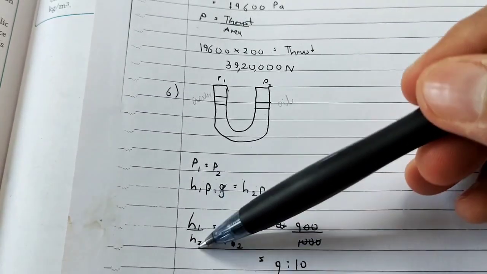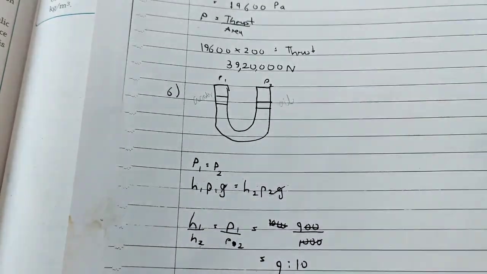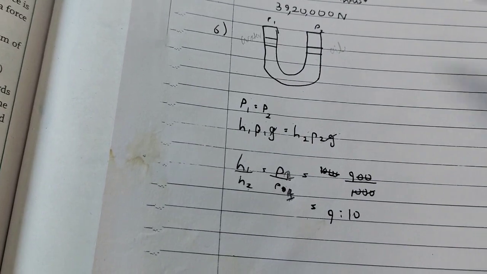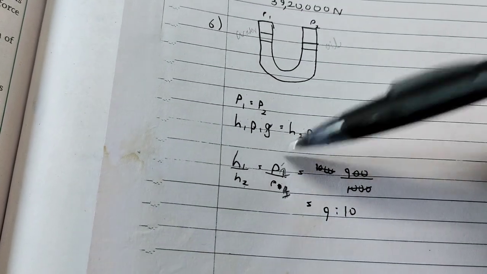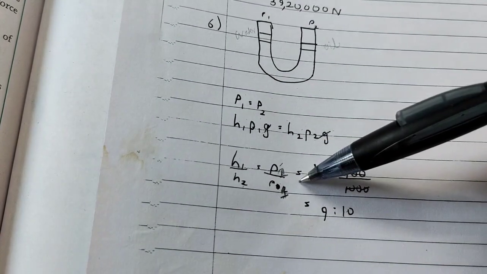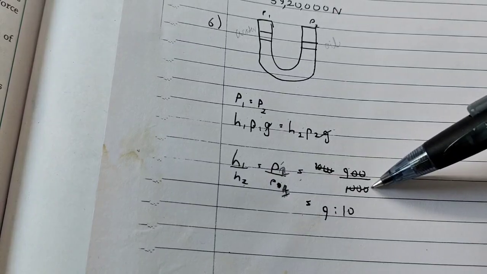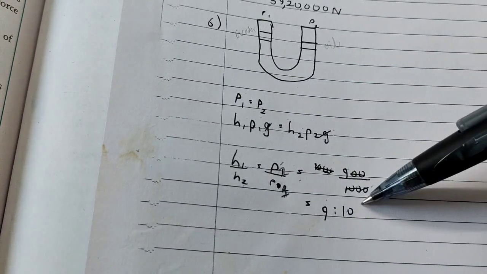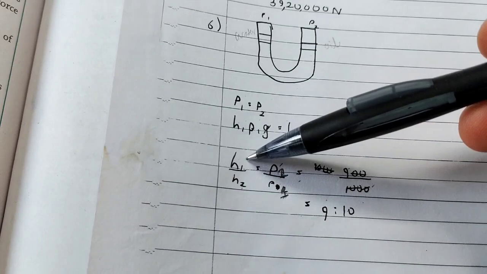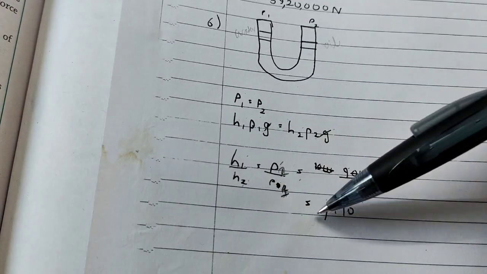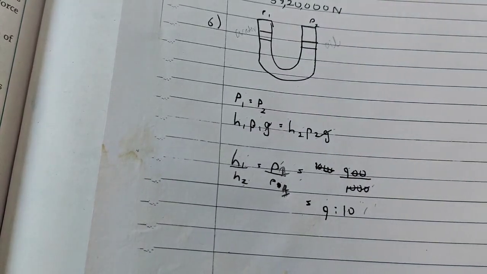So h1 upon h2 is equal to rho 2 upon rho 1. Now rho 2 is density of oil, which is given as 900, and rho 1 is density of water, which is given as 1000. So the ratio of their heights is equal to 9 ratio 10. Understand that it is the ratio of the height of the water column upon the oil column, so the answer should be in that order.